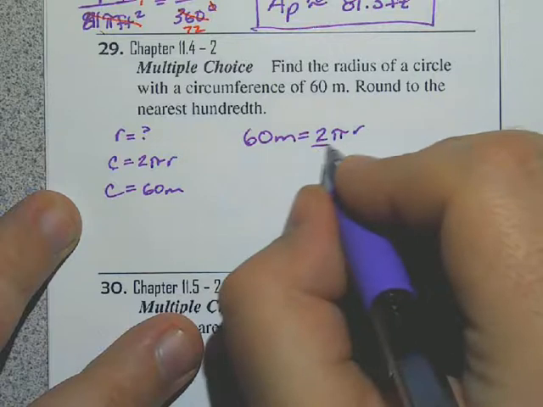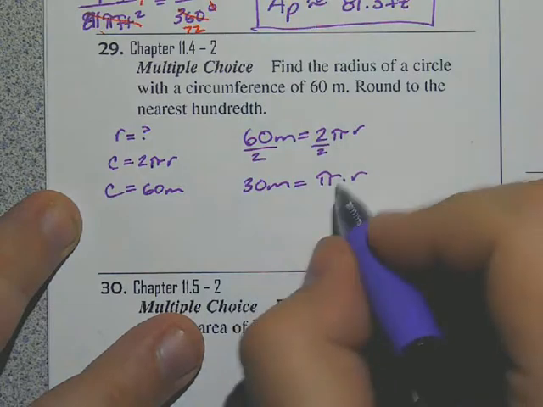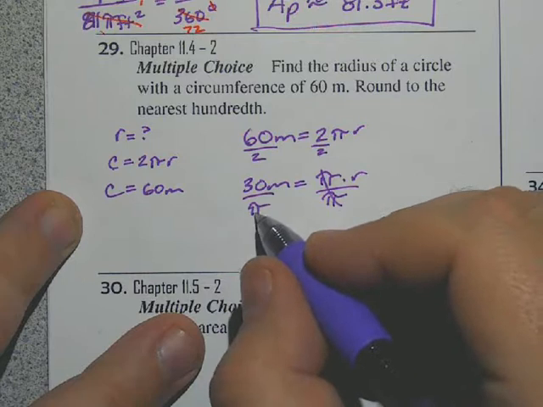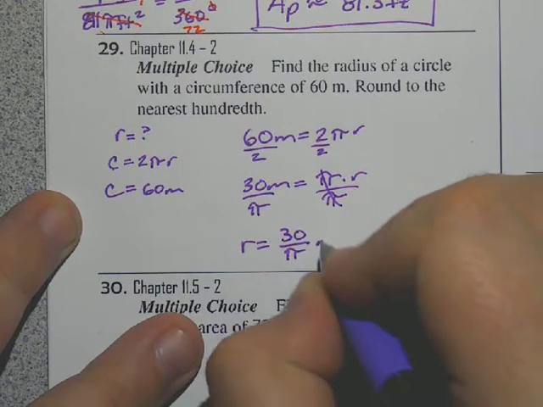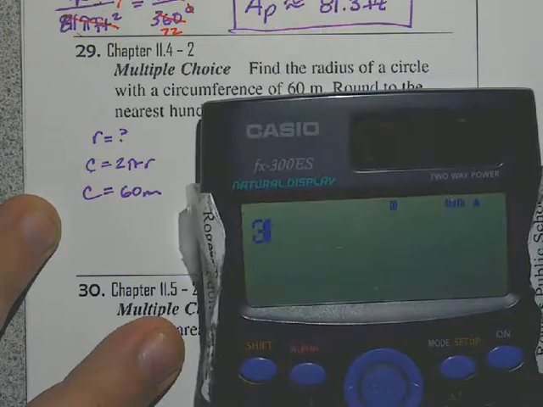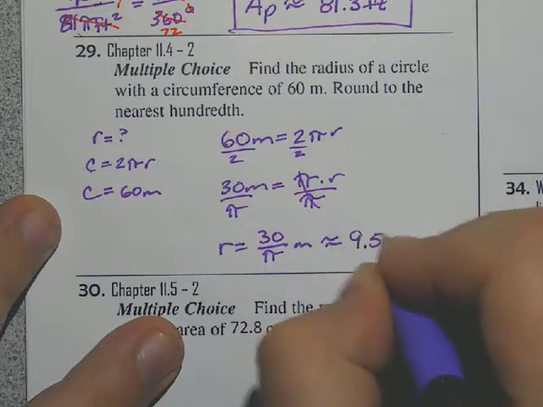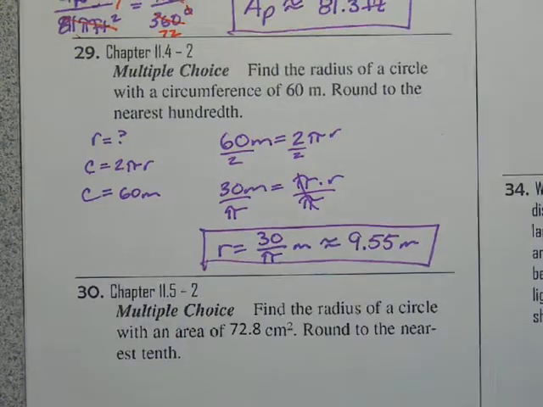Well, look, I can divide both sides by 2, and I get 30 meters equals pi times r. And that's times pi, so I'm going to divide by pi. Pi over pi. And 30 divided by pi meters is what r is, which is approximately going to be a little bit less than 10. 30 divided by pi is 9 point, and they wanted it rounded to the nearest hundredth, so 9.55 meters. That's a nice easy one for us.